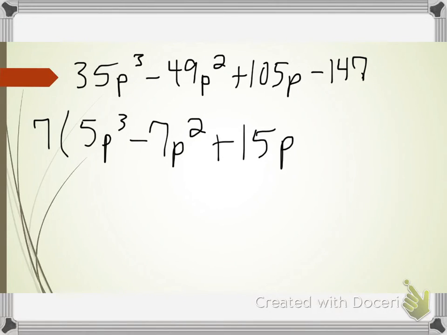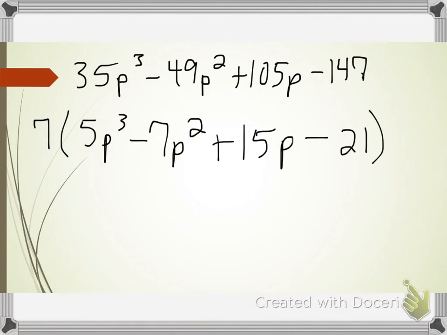Has a GCF of 7, correct? So now 7 times what will give me negative 147? Negative 21? Now I have factored out my GCF out of my whole polynomial. Does my whole polynomial have any other GCFs to factor out? No, that's it. 7 is it, okay?